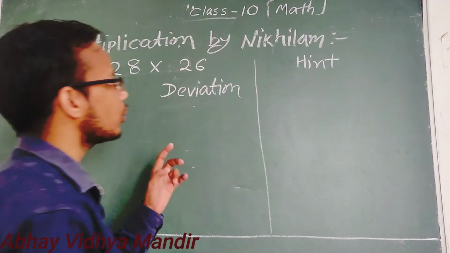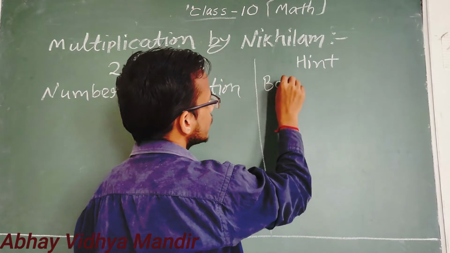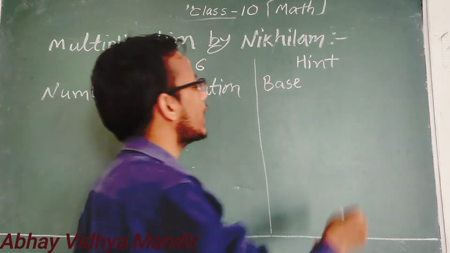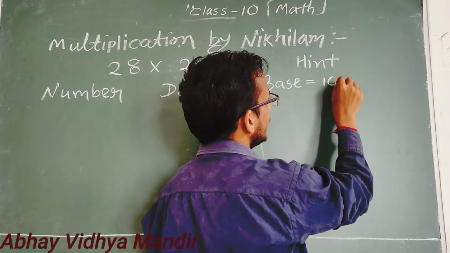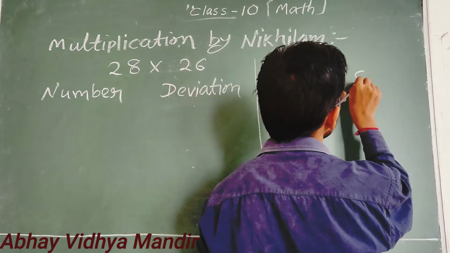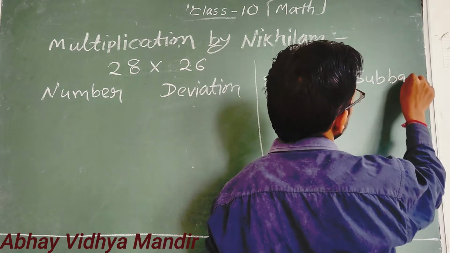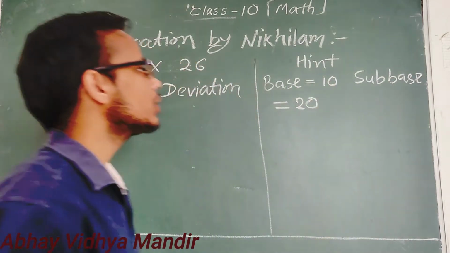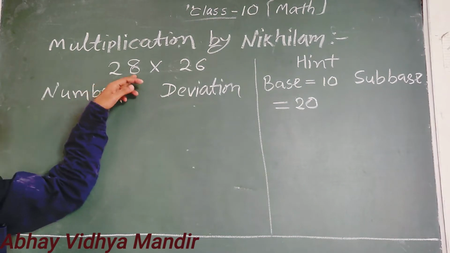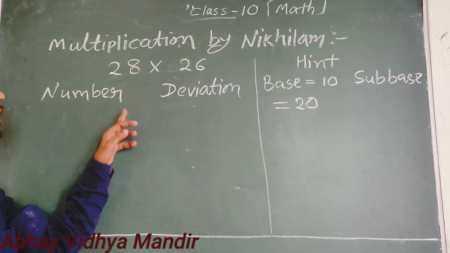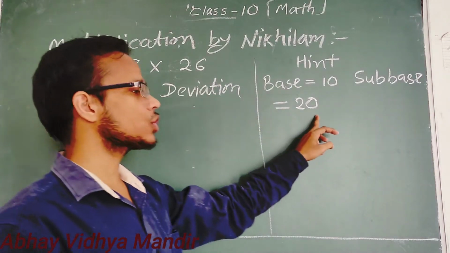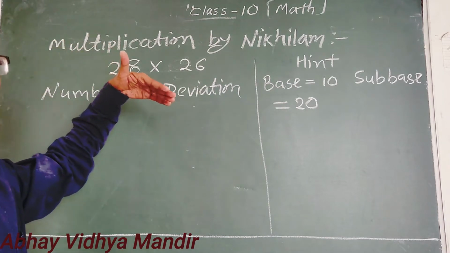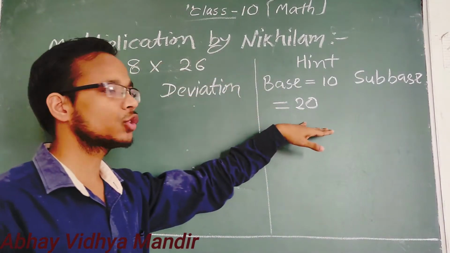In the hint, first note the base. Base is what? Here it is a two-digit number, so base is 10. And subbase is 20. These numbers are in that row of numbers. We take the subbase of that row. So here it is in the 20th row, so we are taking 20, 21 like that. So we are taking the subbase 20.